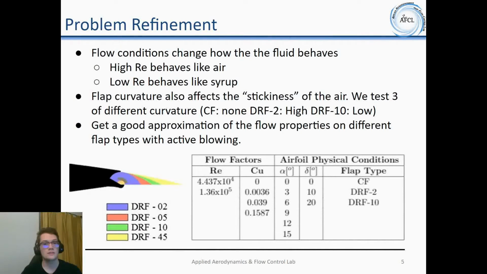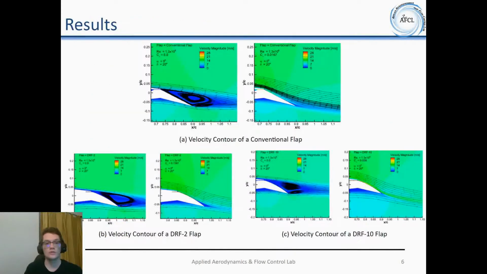The point of this presentation essentially boils down to getting a good approximation of flow properties on different flap types using active blowing. The left picture shows the different DRF flaps. The right picture shows all of the variables considered in our analysis. Every permutation of every variable seen there has had data generated for it, but we can only include a small section of that data.